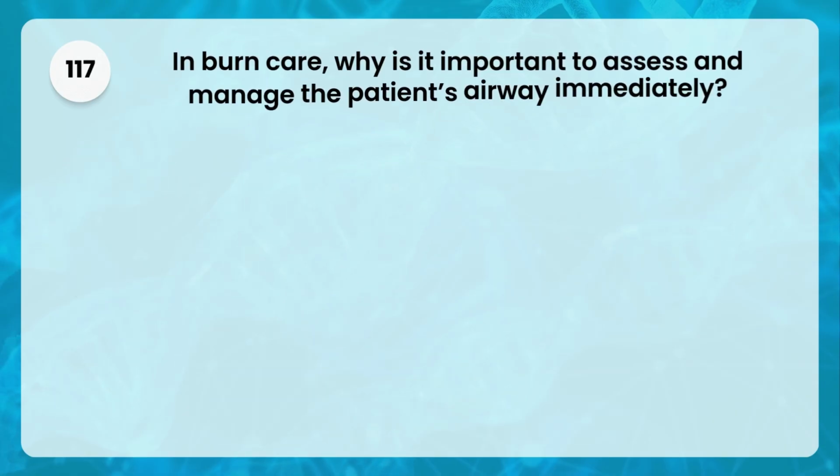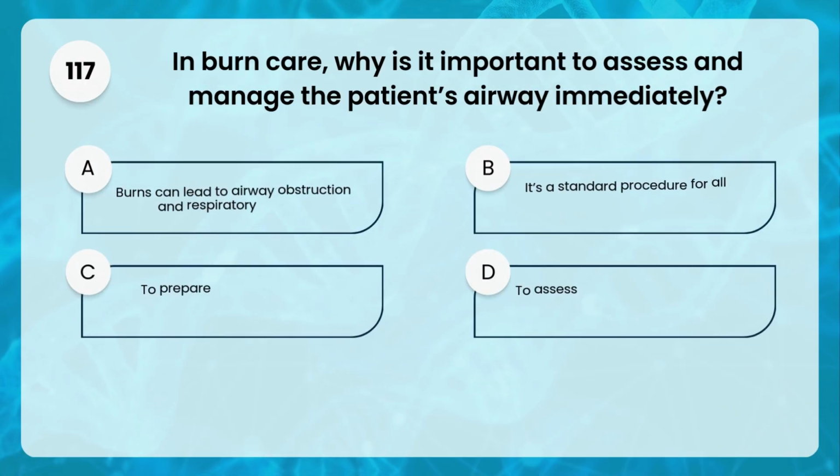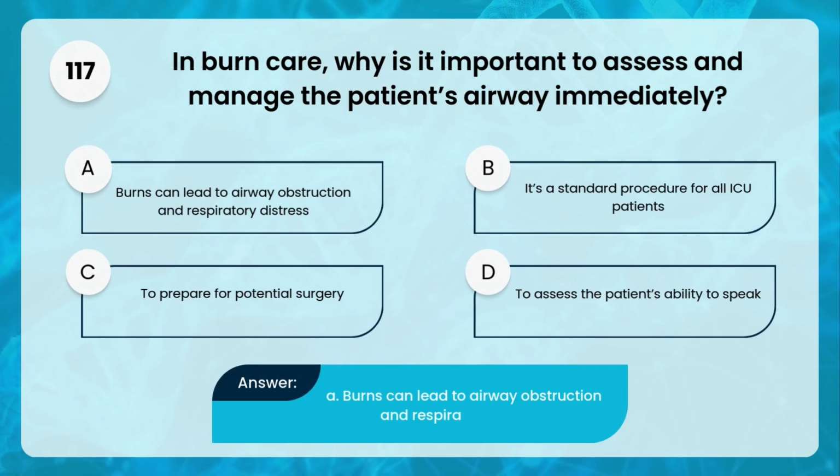117. In burn care, why is it important to assess and manage the patient's airway immediately? A. Burns can lead to airway obstruction and respiratory distress. B. It is a standard procedure for all ICU patients. C. To prepare for potential surgery. Or D. To assess the patient's ability to speak. The answer is A. Burns can lead to airway obstruction and respiratory distress.